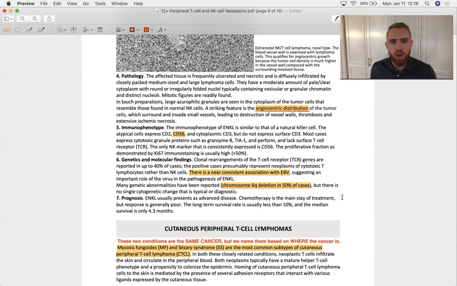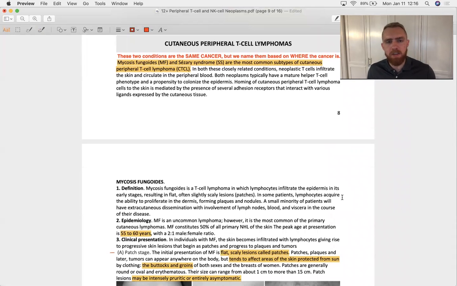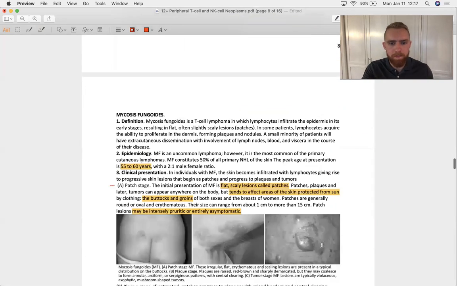Other than that, there's not that much about this cancer in this text. So now we have our two cutaneous T-cell lymphomas. Again, MF and Sezary are the same exact cancer, but we're going to call them different things based on the degree of the spread of the cancer. If it's in the bloodstream, it's Sezary syndrome. If it's only on the skin and not in the bloodstream, we're going to call it mycosis fungoides.